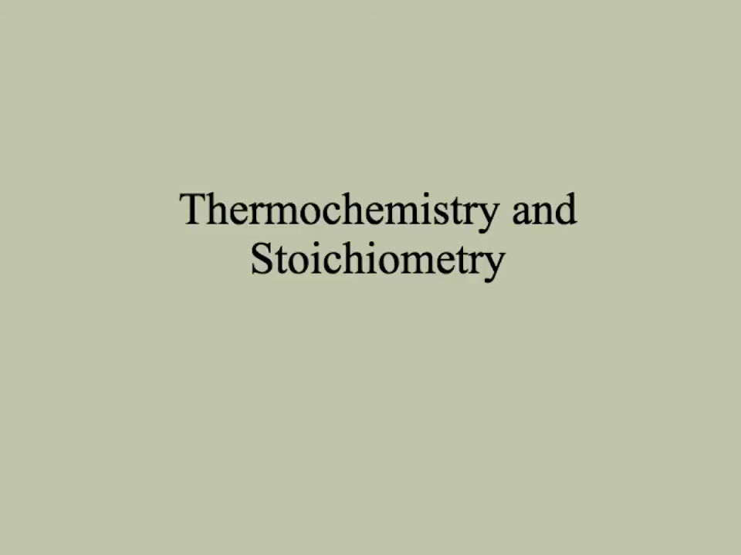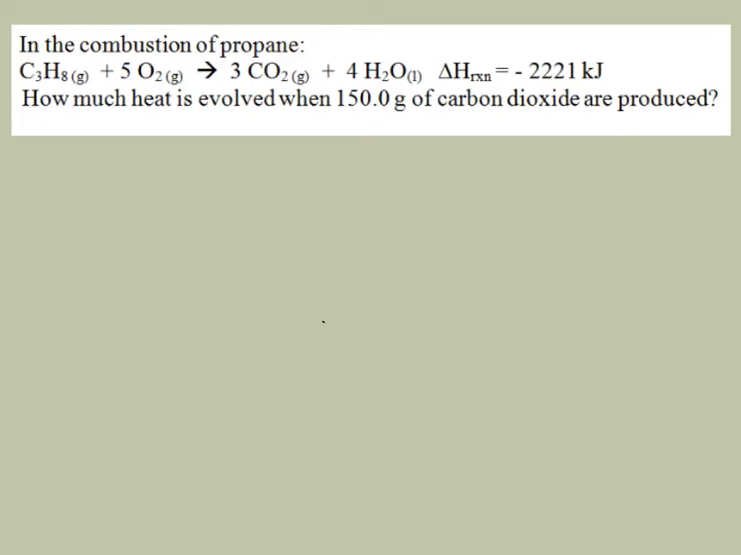Today we're here to talk about thermochemistry and stoichiometry. There's a direct relationship between the chemical reaction and the delta H that is produced, and we can relate the grams. We can convert from grams of any substance in the chemical equation to heat, just like we did in stoichiometry when we went from grams to moles of another substance.